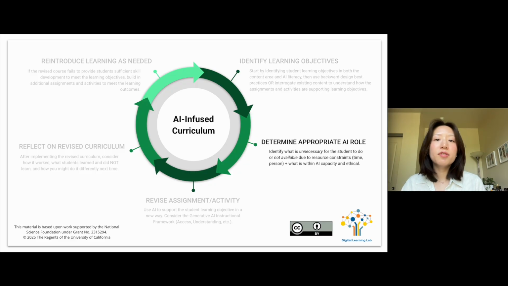From your evaluation of student learning objectives, you now want to determine the appropriate role of AI in your activity. What is unnecessary for students to do during the activity, or what is not available due to resource constraints like time or people? Then think about what AI is capable of without disrupting those learning objectives. Is there a space for appropriate AI use in your activity?